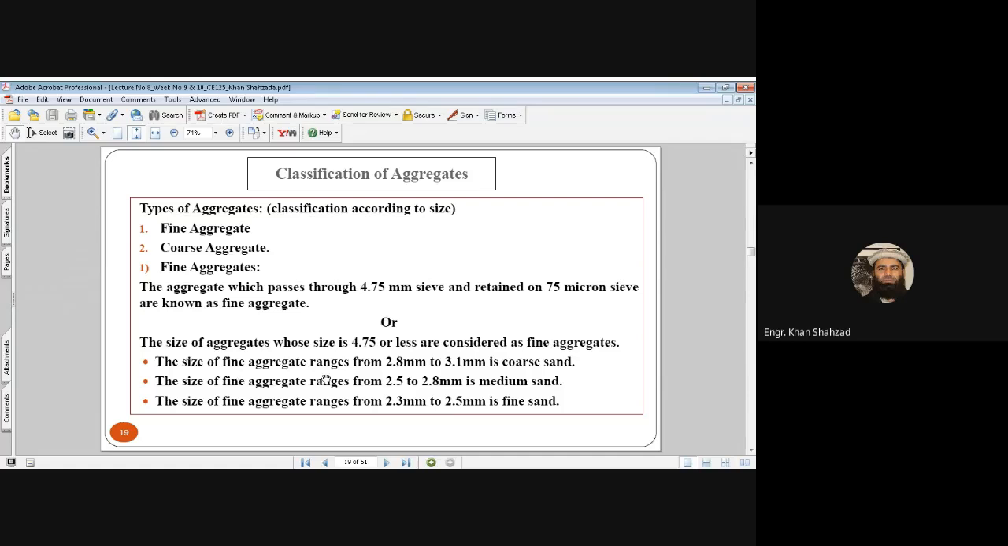When the size of fine aggregate ranges from 2.8 millimeter to 3.1 millimeter, it is known as coarse sand. If the size ranges from 2.5 to 2.8, then we call it medium sand. And if the range varies from 2.3 millimeter to 2.5 millimeter, then we call it fine sand. So there are three further divisions of fine aggregate on the basis of size: coarse sand, medium sand, and fine sand. And these are the limits. You have to remember these limits.